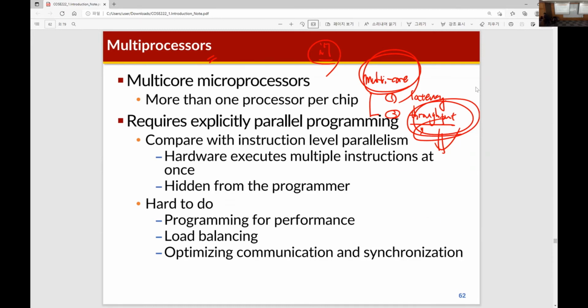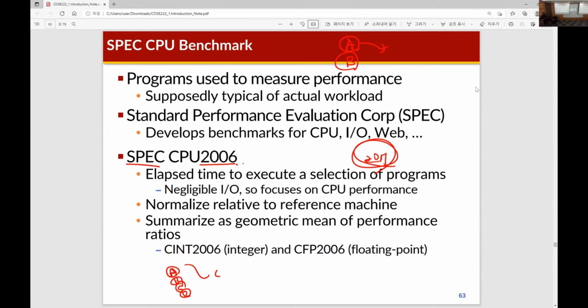Okay. In the previous class, I also mentioned the benchmark. A benchmark is a standard program which measures the performance of a computer system. We need to use the same program to compare the performance of two different computer systems. That application is called a benchmark. And I mentioned the SPEC benchmark is the most popular benchmark suite. We can measure the performance of your system and my system and other systems using these SPEC benchmarks.